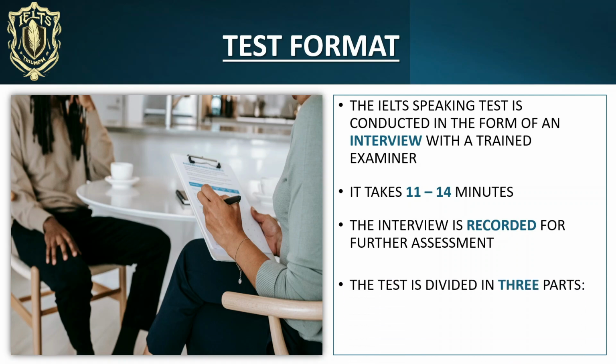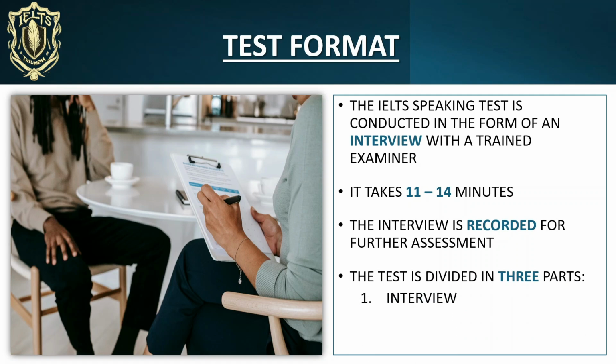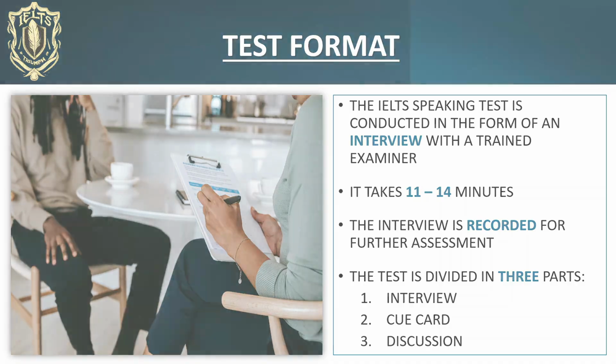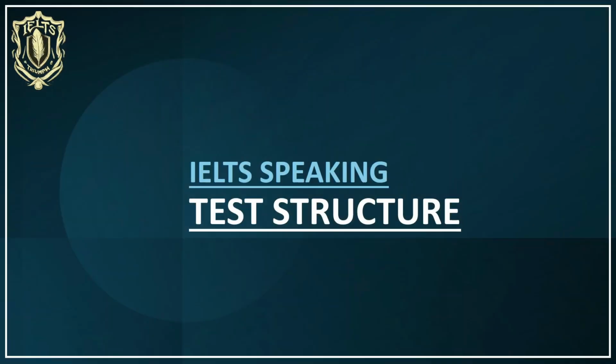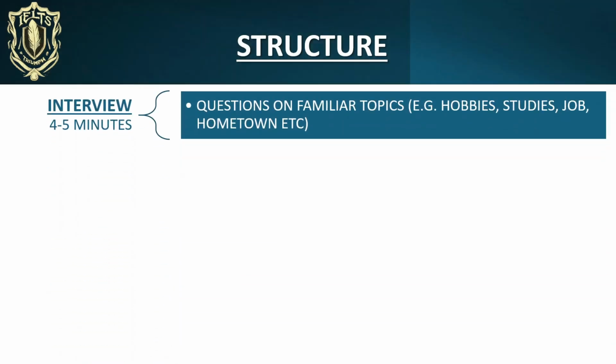The speaking test is divided into 3 parts. The first part is the interview, the second one is called the cue card, and the third part is the discussion. Now let us talk about the structure of the test. The first part, which is the interview, concludes in 4 to 5 minutes. The examiner asks questions about some familiar topics, such as your hobbies, studies, job, hometown, etc.